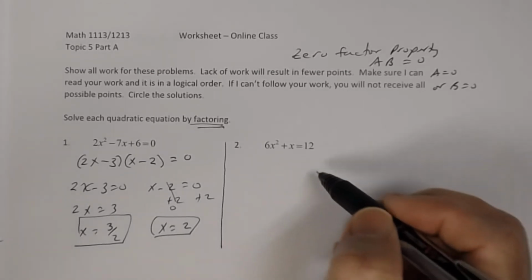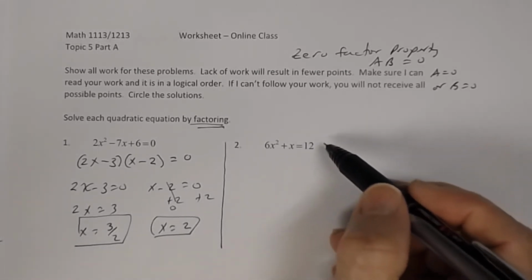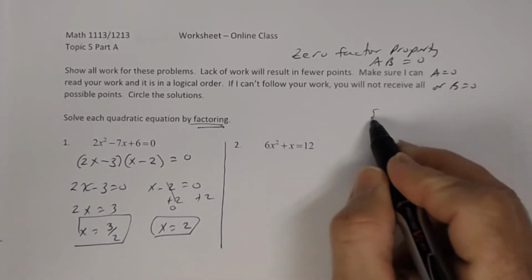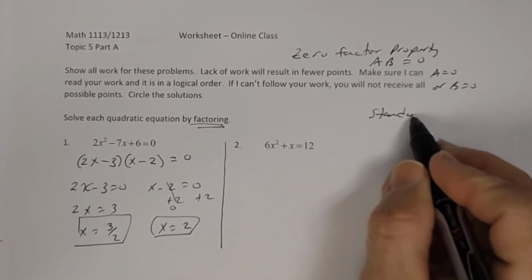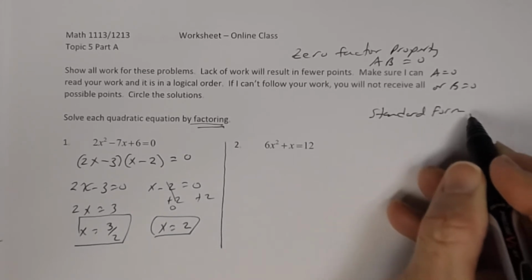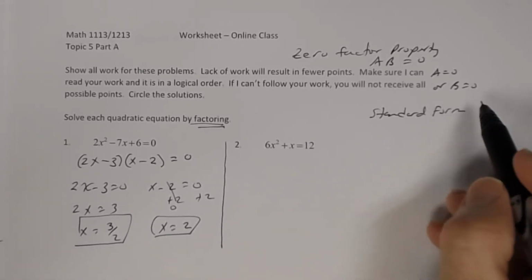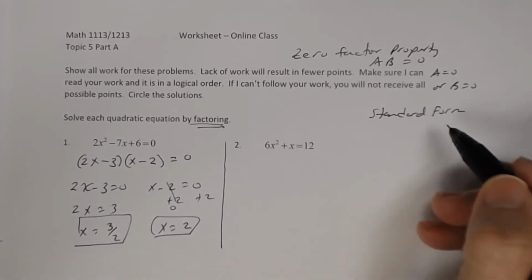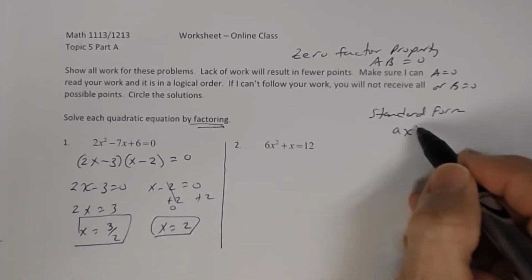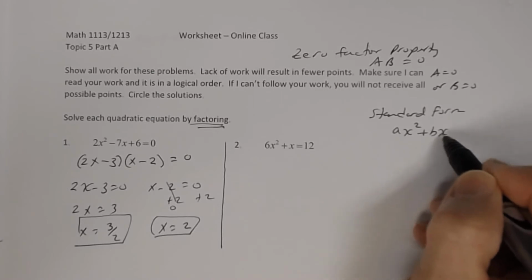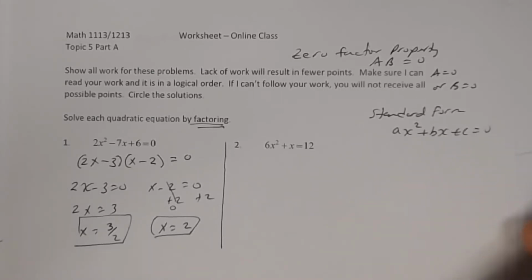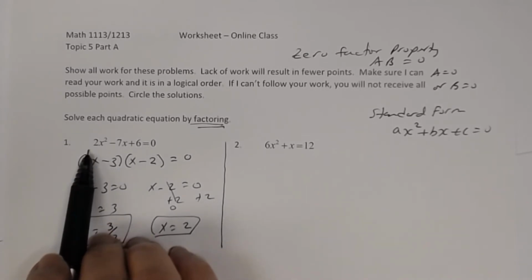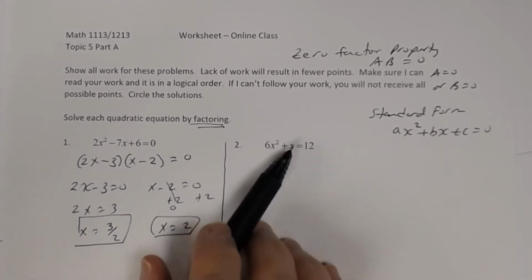In the second quadratic equation, I want you to notice that the equation is not in standard form. So remember, I'm using the word standard form. So go back in your lessons and review that word. Standard form indicates a quadratic equation is in standard form if it has this form, ax squared plus bx plus c equals 0. So this one was in standard form because you had all the terms on one side, 0 on the other. This one's not.